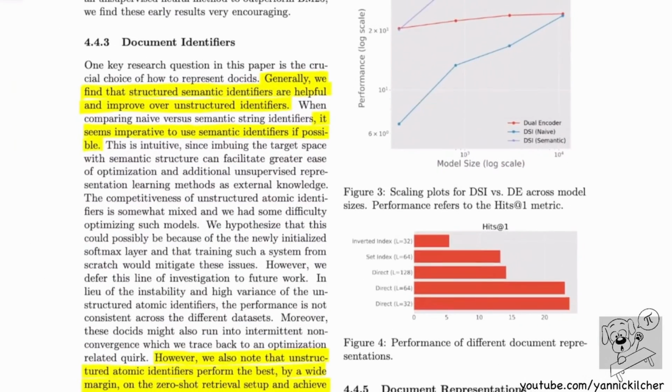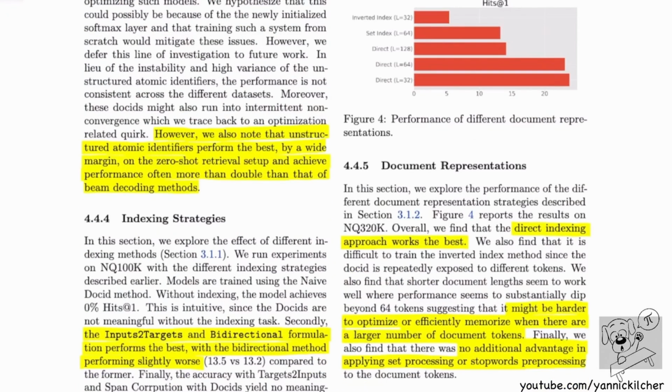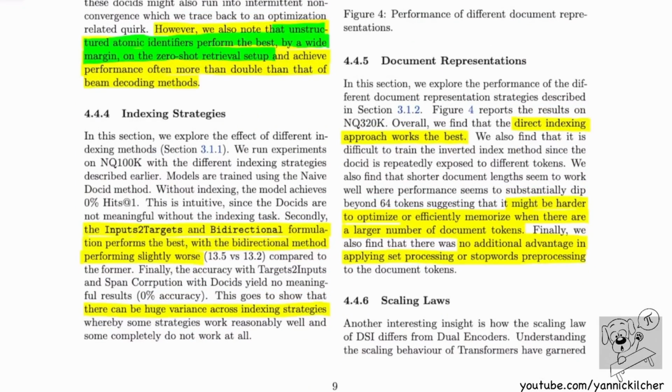Yeah. So they find a bunch of things, like in general, they say structured semantic identifiers are helpful and improve over unstructured ones. However, we also note that unstructured atomic identifiers perform the best by a wide margin on the zero-shot retrieval setup. Who knows why? I guess we can hypothesize.